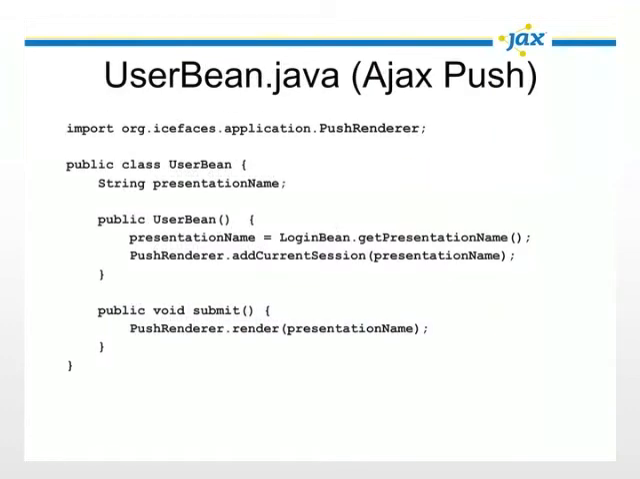The Ajax push part is simple, as I mentioned. Add the current session using the push renderer. Add the current session to the particular presentation, because each presentation that's being given on the server should be in a separate group. And then you just render that presentation. All of the users that are viewing that presentation will be notified, and they'll all update to the current slide that's been advanced in that presentation. So very, very simple to add that push feature.